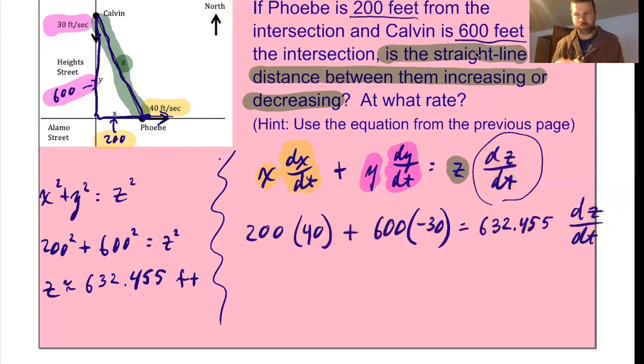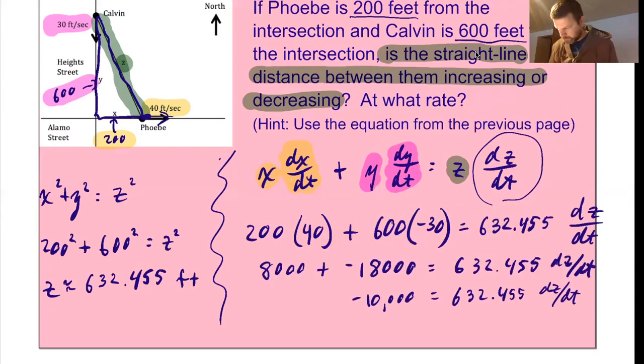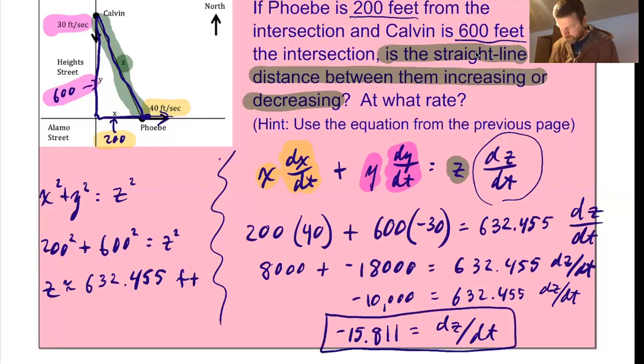So, solve. I get negative 15.811 is equal to dz/dt. So, since that's a negative, is z increasing or decreasing? Well, z is decreasing, so that distance is actually getting shorter right now. And at what rate is it decreasing? It's decreasing at negative 15.8 feet per second.